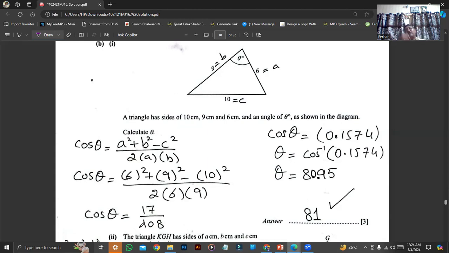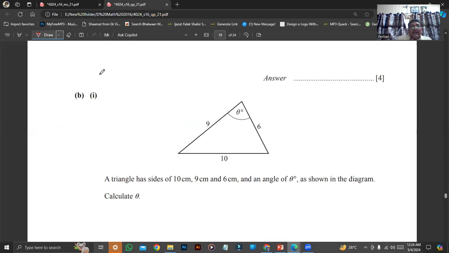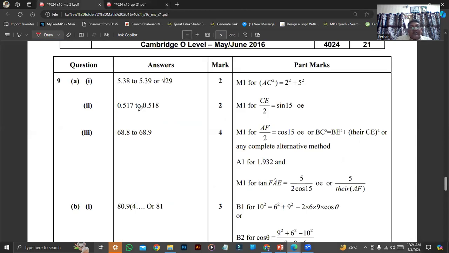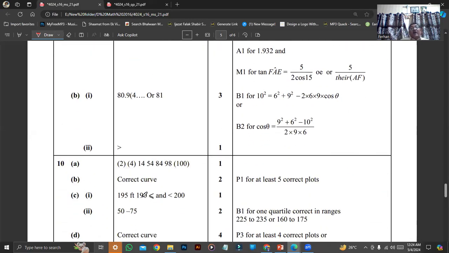So when you divide 17 with the 108, you get 0.1574. So cos theta is equal to 0.1574. So theta will be equal to cos inverse of the 0.1574. So theta will be equal to 80.95, which is approximately 81 degrees. 81 degrees. So let's check the answer. 81 degrees. My answer is right, sir. You can say this answer is right. 81 is the right answer, sir.